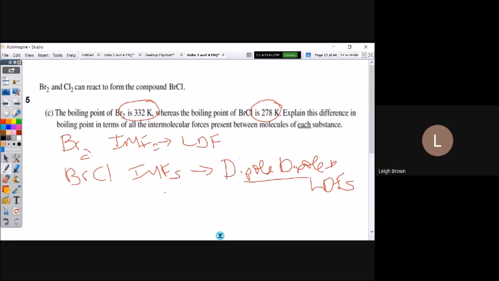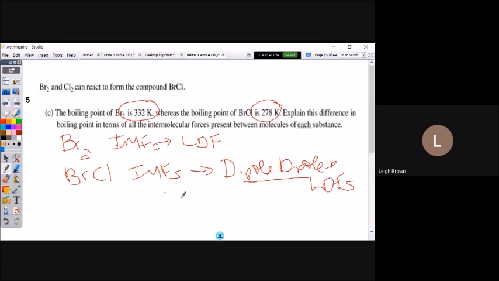It doesn't support that. So what we really need to answer here is, because bromine has a boiling point of 332, which is higher than the boiling point of BrCl. This is how I'd wrap up my answer. Because bromine has a boiling point of 332, which is higher than the boiling point of BrCl, Br2's London dispersion forces must be stronger than the IMFs, and again, we've already mentioned, between BrCl.